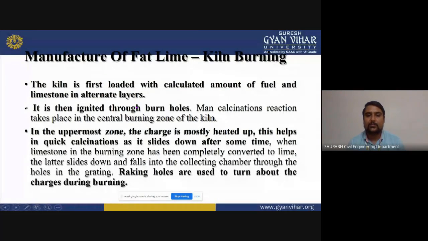The kiln is first loaded with the calculated amount of fuel and limestone in alternate layers. It is then ignited through the burn hole. The main calcination reaction takes place in the central burning zone of the kiln. In the uppermost zone, the charge is mostly heated up. This helps in quick calcination as it slides down after some time. And these are the functions of a kiln burning. As you can see here, first you have to put your fuel, also by calculation of the limestone, and then you have to ignite it.